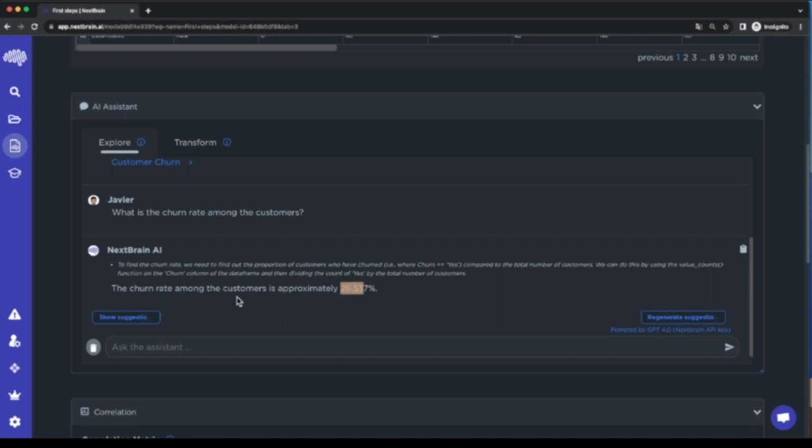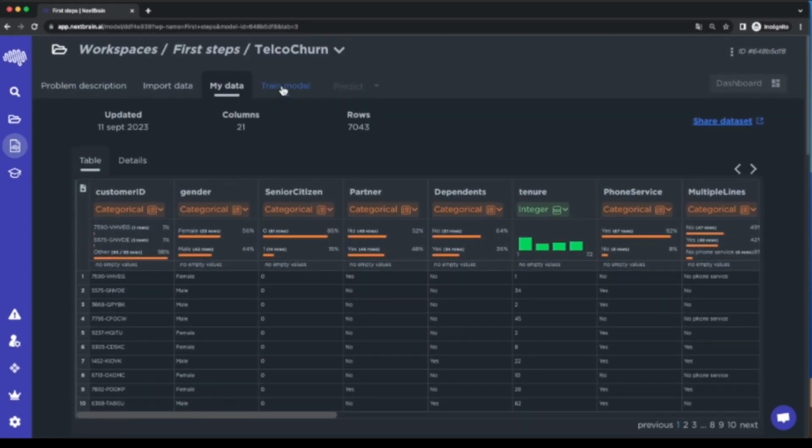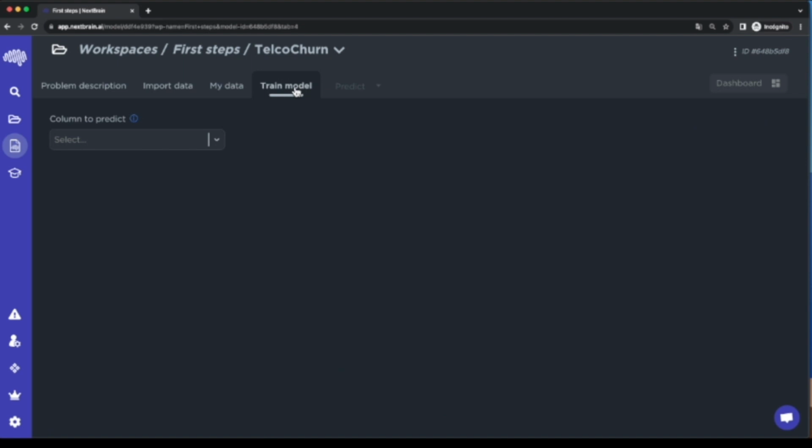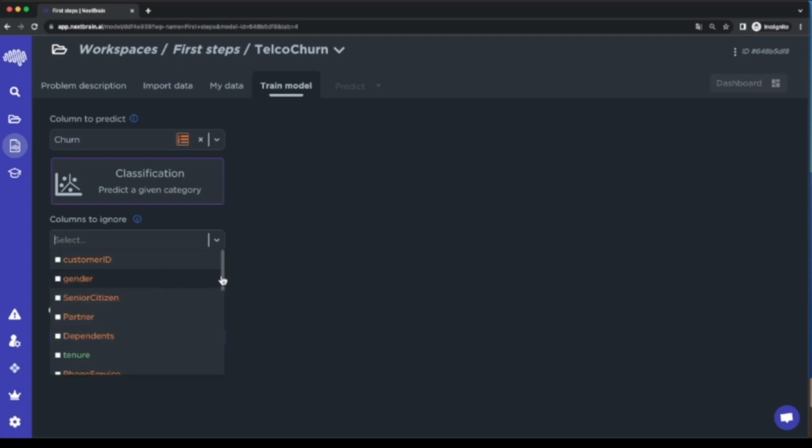This is going to be an insight. The answer to this question is going to be an insight from training an algorithm for predicting the churn. In this case, when we go to train model and we select the model, the column we want to predict is churn. And then, automatically, it says that it's going to be a classification problem because we have a categorical column, and the model has to decide if it's churn or not.